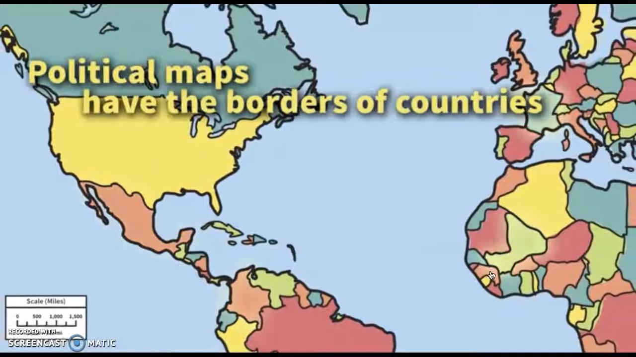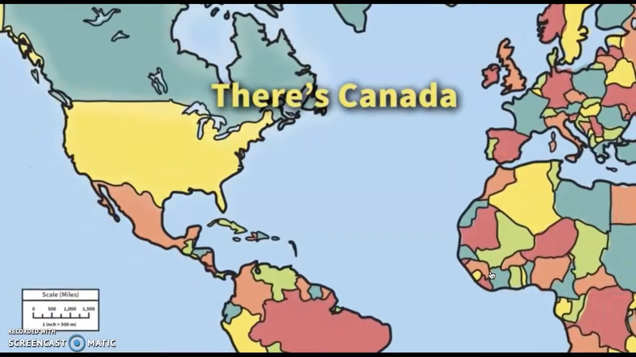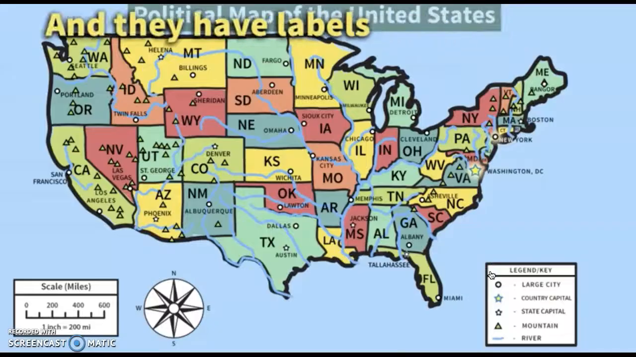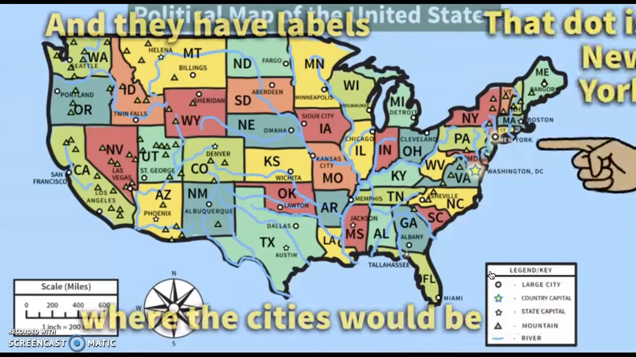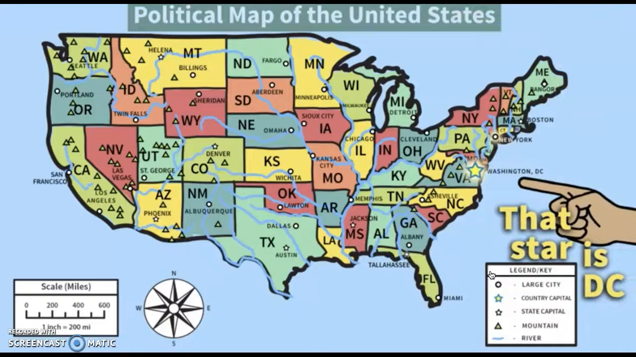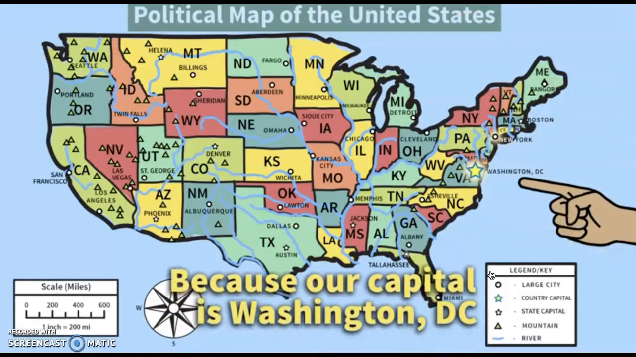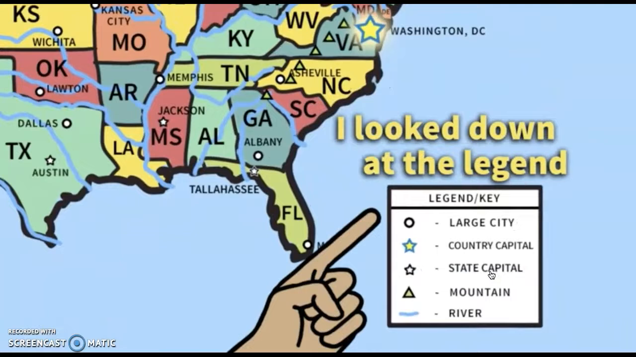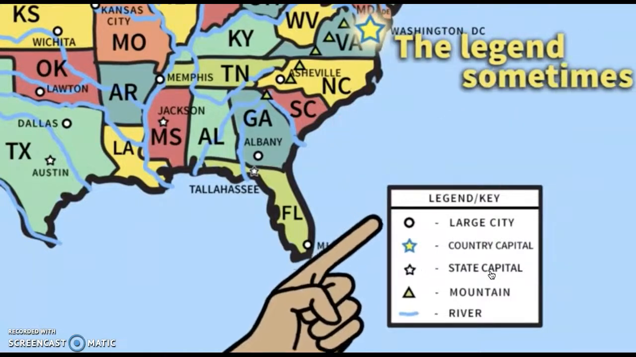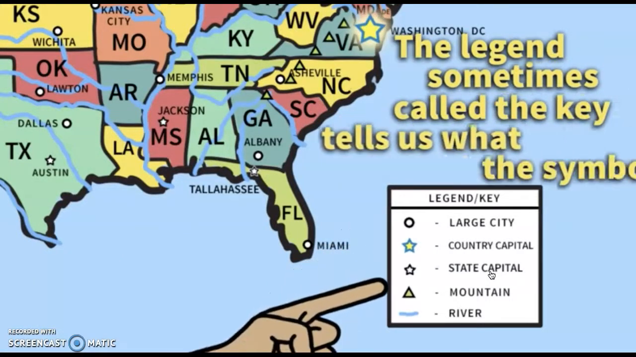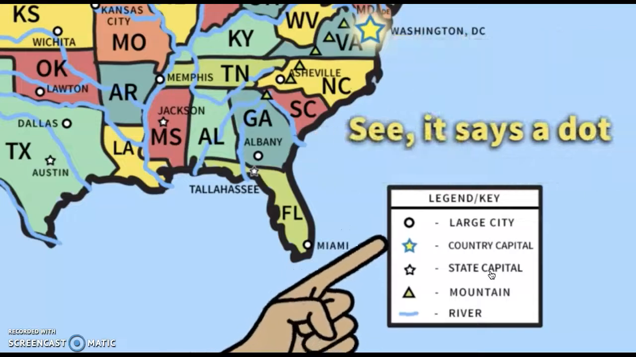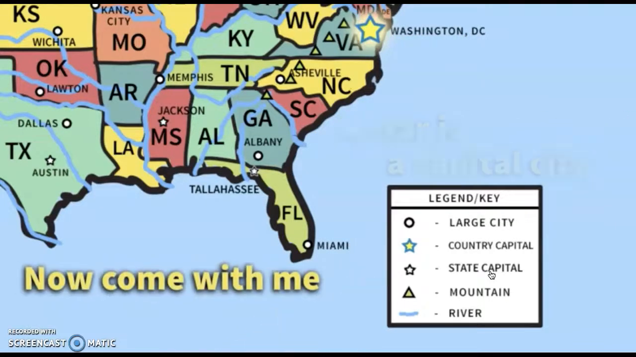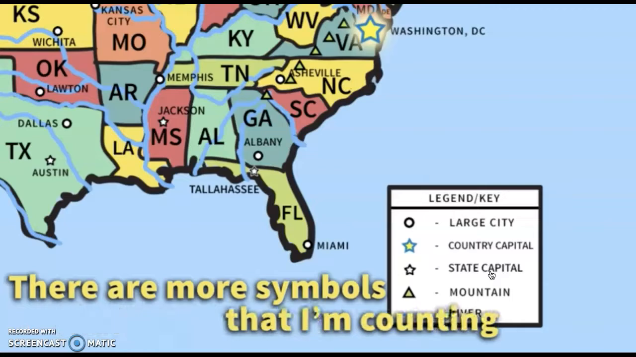Political maps have the borders of countries. There's the US, there's Canada, trust me. Maps color countries so they're easy to see. And they have labels where the cities would be. That dot is New York, that star is DC, because our capital is Washington, D.C. How did I know that capitals were stars? I looked down at the legend, it's not far. The legend, sometimes called the key, tells us what the symbols mean. See, it says a dot is a big city. A star is a capital city.